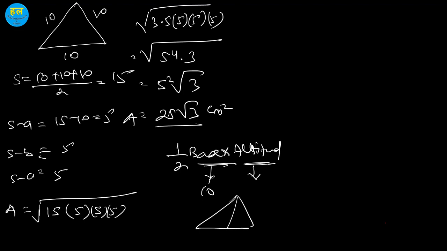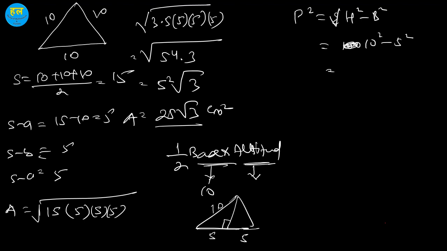this altitude bisects this base into two equal parts, that is 5 and 5, and this is 10. So this will become a right angle triangle. Because it becomes a right angle triangle, we can find the perpendicular by Pythagoras theorem. It will become h square minus b square is equal to 10 square minus 5 square is equal to 100 minus 25 is equal to 75.